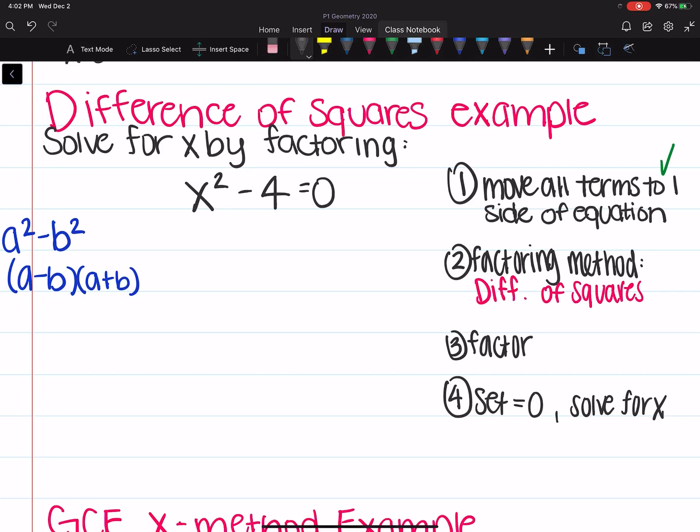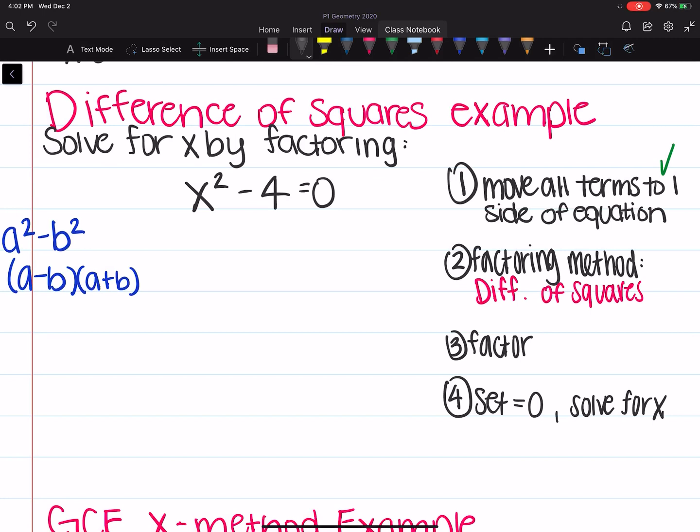My second step is to determine my factoring method. So looking at x squared minus 4, since there's only 2 terms in this expression, I really only have 2 options. My first is to always check for a GCF. I can see between x squared and negative 4, I don't have a GCF that's greater than 1 to factor out. So I'm really only left with a difference of squares.